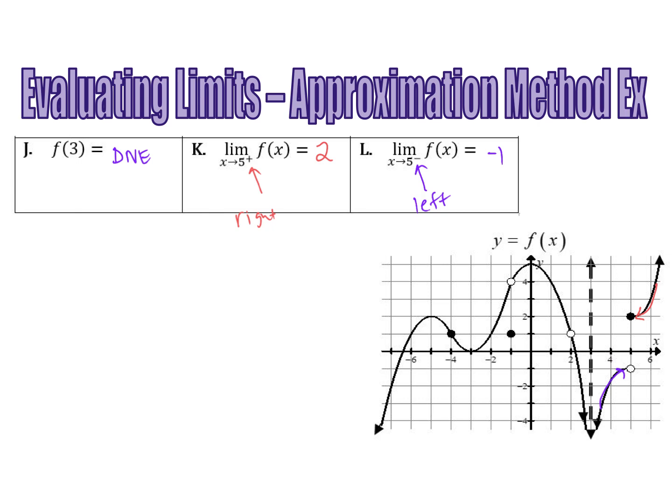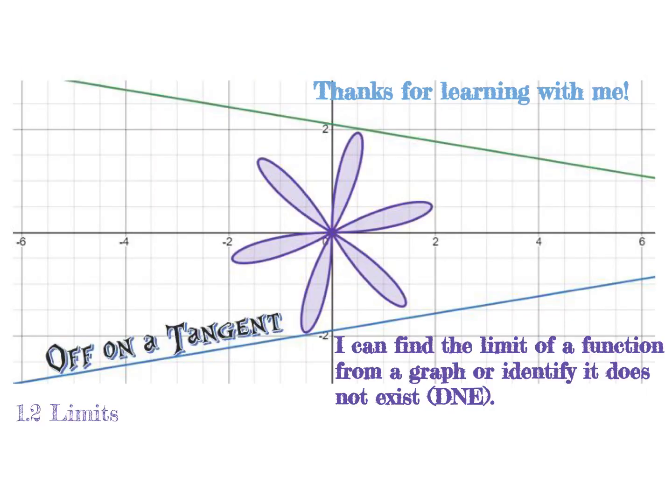All right, now that we finished these examples, let's go ahead and wrap up this video. In this video, 1.2, we talked about how to identify a limit of a function from a graph or identify that that limit does not exist. We looked at one-sided limits approaching from the left or from the right. We looked at two-sided limits where we had places where the function was not continuous, and we tied that all together around a graph. So go ahead and write down any questions you have, and I look forward to supporting you on this.